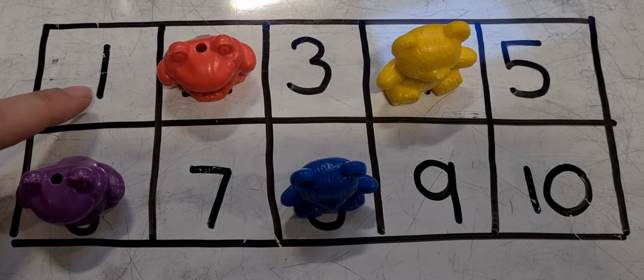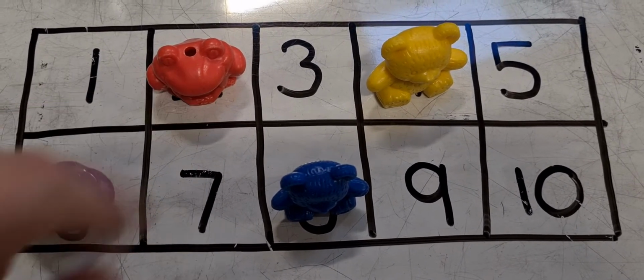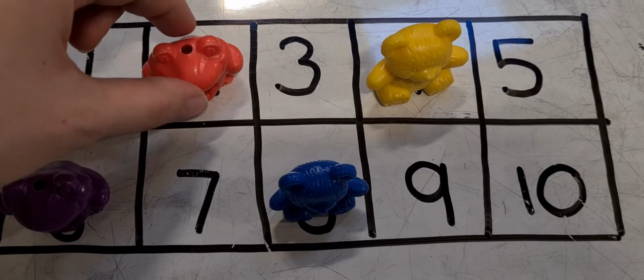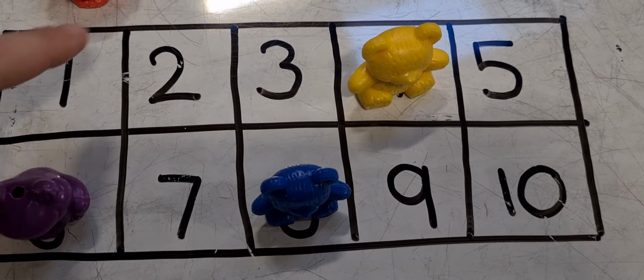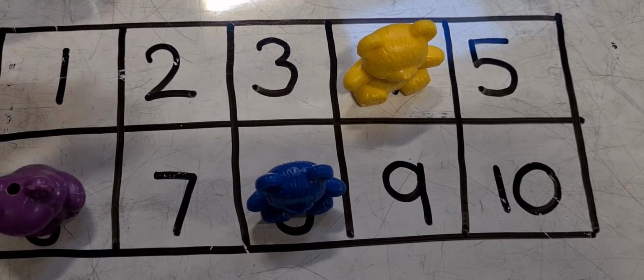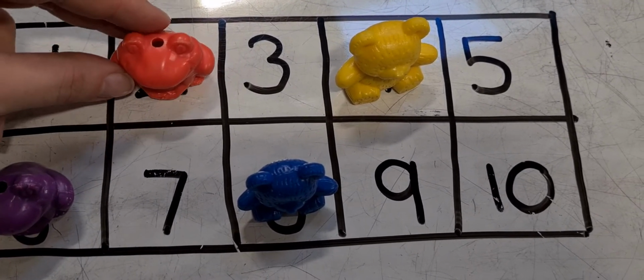1 more than 1 is 2. Shall we check? Yes, 1 more than 1 is 2. The orange frog was sitting on number 2.